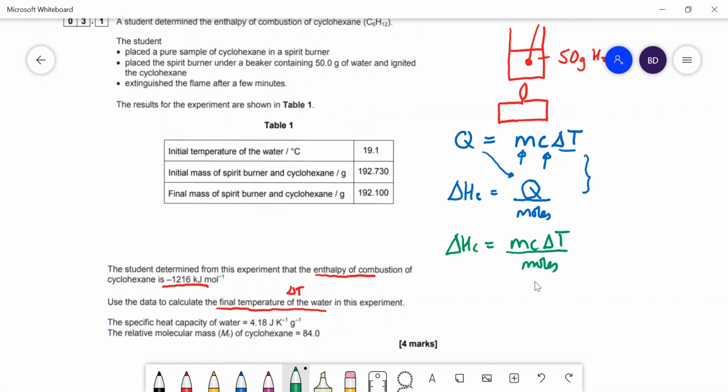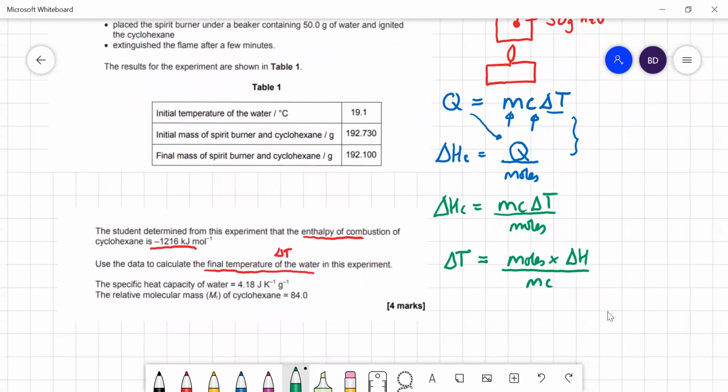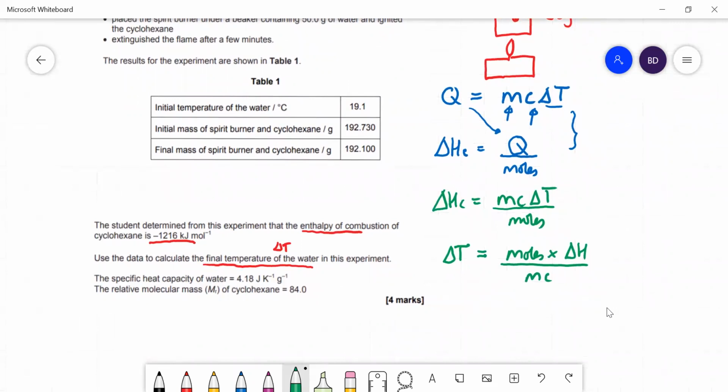I'm going to now rearrange that to get delta T, because we want to work out the temperature change so we can work out the final temperature. So we do that. Delta T is equal to moles of cyclohexane multiplied by delta H divided by mc. Now we need to work out the moles of cyclohexane. Okay, now how are we going to do that?